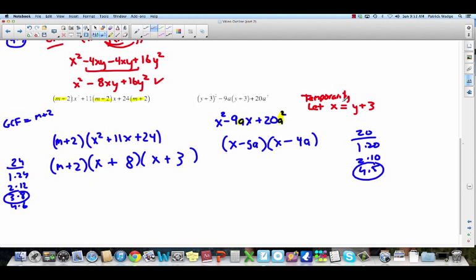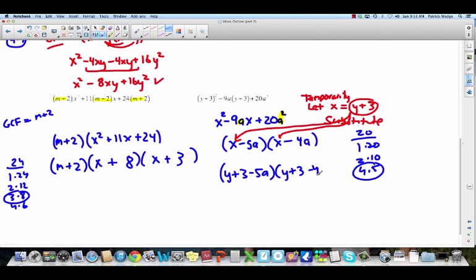But now what we have to do is say wherever there was x here, we have to write y plus 3. So we're going to substitute that in here, and we're going to substitute that in here. Substitute. So I see an x here. What do I write instead of x? I go backwards this time. Wherever I see x, I put y plus 3. So I have y plus 3 minus 5a times, oh, there's another x, y plus 3 minus 4a. If you give me that, I'll give you all the marks.